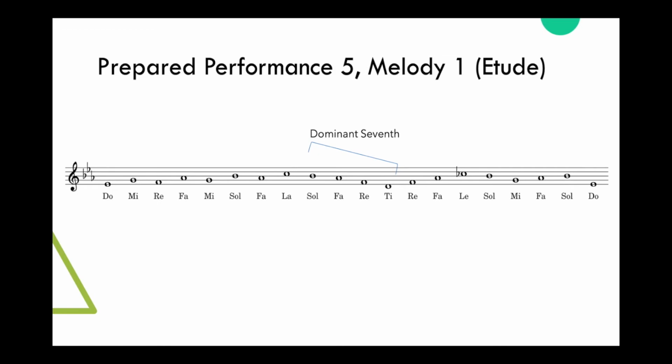And then if I take the same notes, ti, re, fa, but instead of going to sol, I go to le, then I get a diminished 7th. So the relationship between the dominant 7th and the diminished 7th is very close. They share 3 notes. The only difference is that sol is in the dominant 7th, but sol is not in the diminished 7th. Instead of that, we have le, 1/2 step higher than sol. Okay, so it's sol, fa, re, ti, re, fa, le, sol, mi, fa, sol, do.